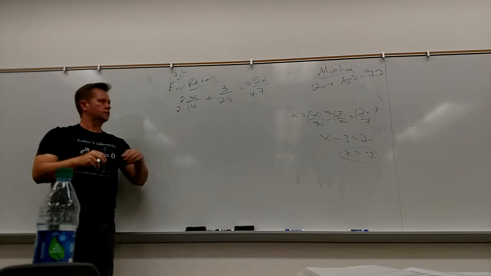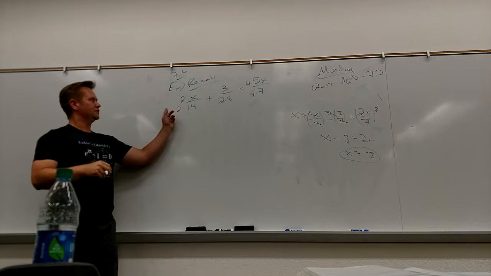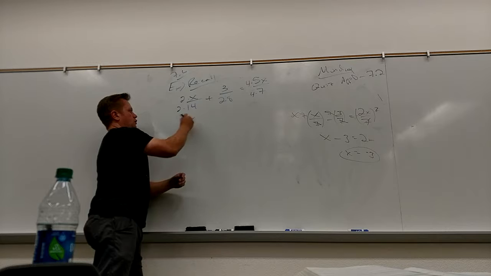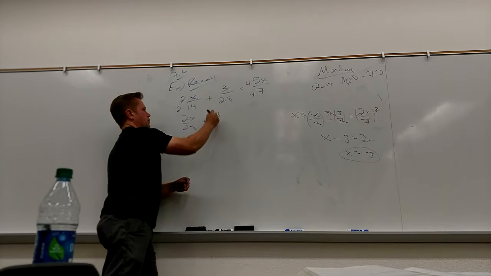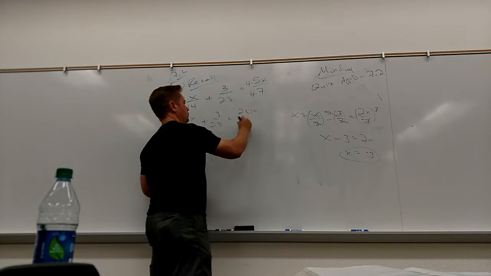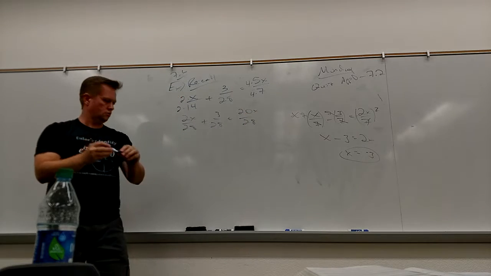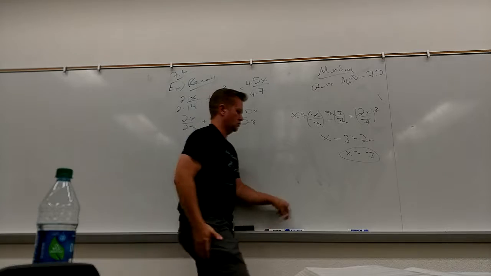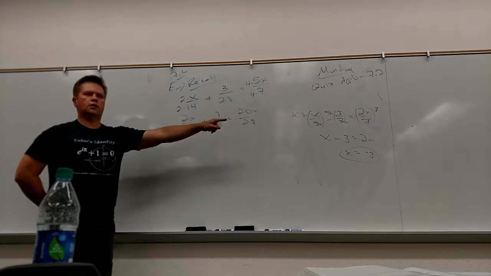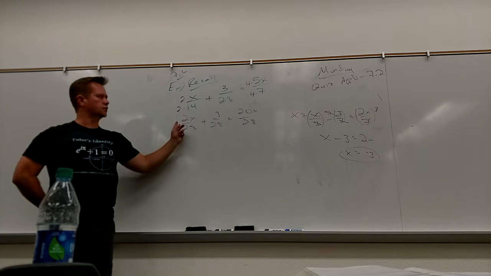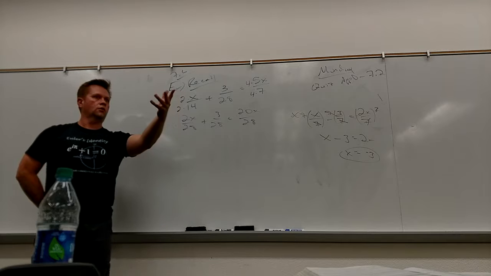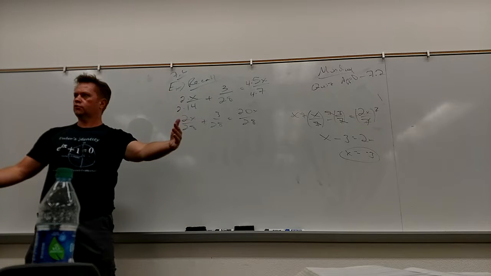Cool. So this will be 2x over 28 plus 3 over 28 equals 20x over 28. And then what could happen? What can you do now? Now we've got all the bottoms the same. We can just multiply both sides by 28.